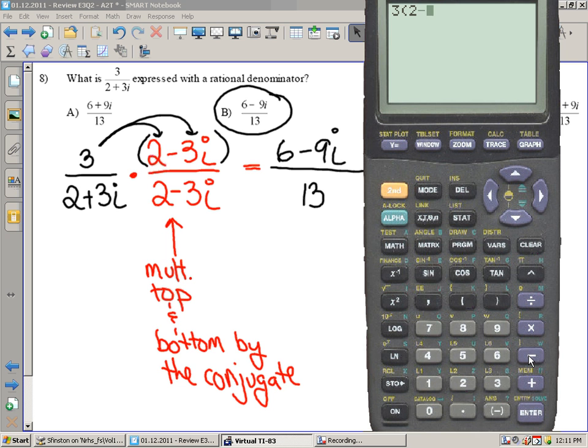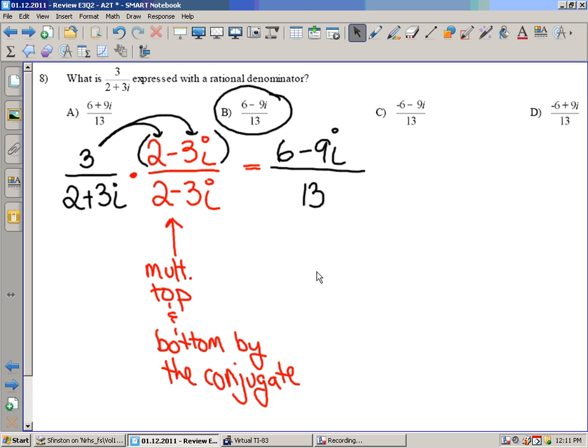3 is 2 minus 3i, and we're going to type that in. There's the top. Let's do the bottom. It's 2 plus 3i times 2 minus 3i. And that's 13. Final answer.